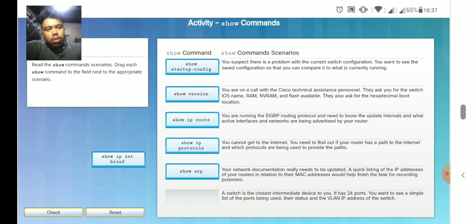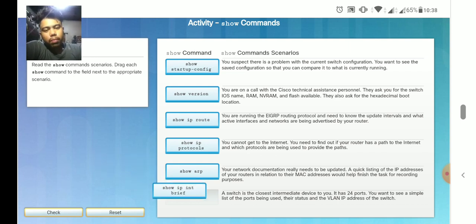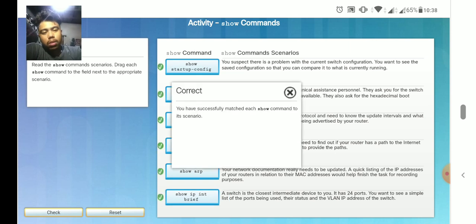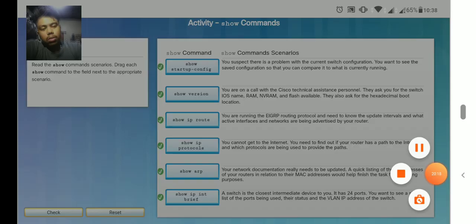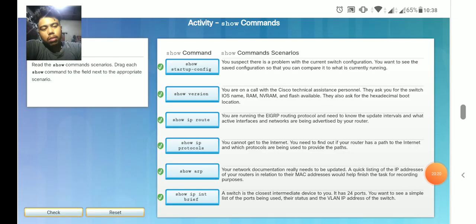Then, a switch is the closest intermediate device to you. It has 24 ports. You want to see a simple list of the ports being used, their status, and the built-in IP addresses of the switch. So it is show IP interface brief. So we finish the third activity, and now we go to the fourth activity.